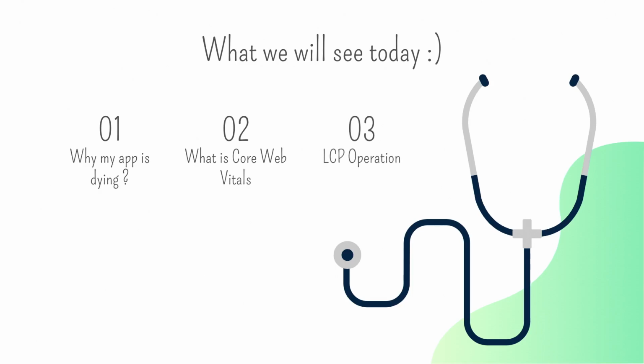The first one is the LCP, Largest Contentful Paint metric. The second one is the Cumulative Layout Shift metric, CLS. And the last one is the FID metric, First Input Delay. And if everyone is ready, we'll see the next level of Core Web Vitals, the last metric, which is INP, Interaction to Next Paint metric. But this metric is still experimental, so don't try to use it in production yet.